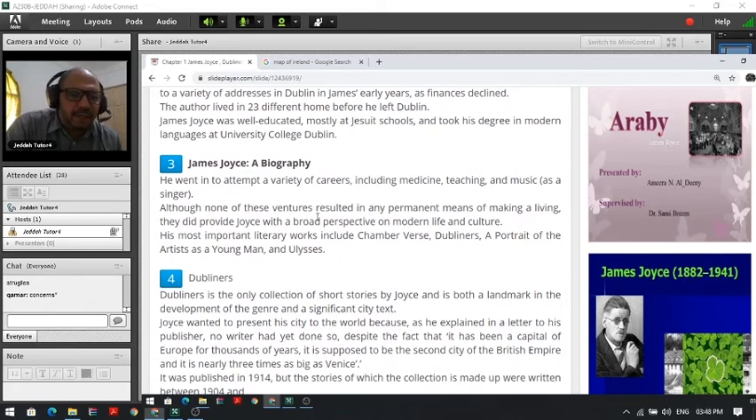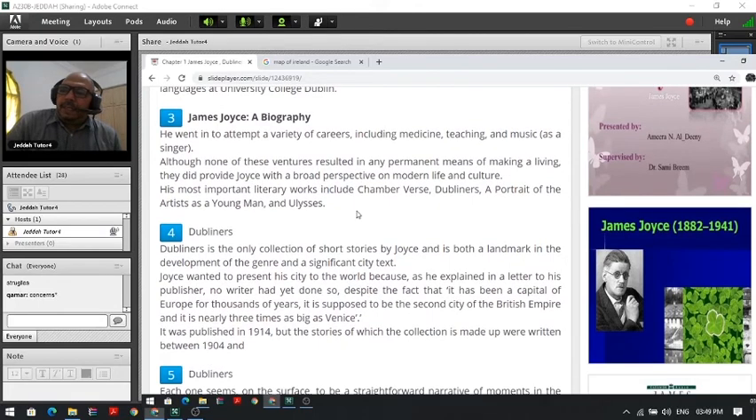Of course, having a degree in languages and then working as an author would make all the difference, because when you learn languages, you get insights into how languages work, and you can manipulate that in your works. Again, in terms of careers, he tried his hand in different careers. He wanted to be a doctor. He tried his hand with music, and he wanted to be a singer.